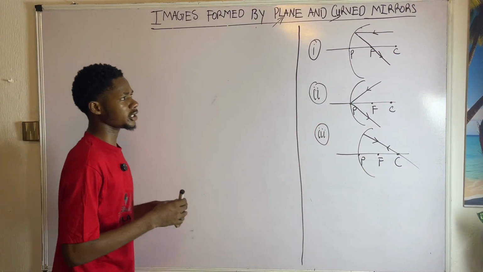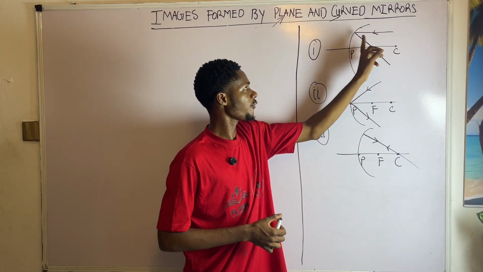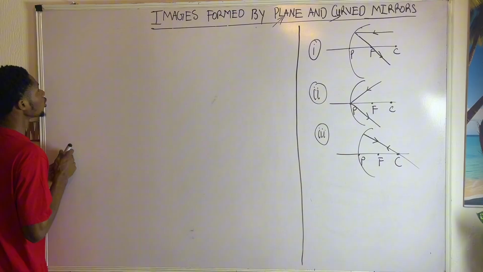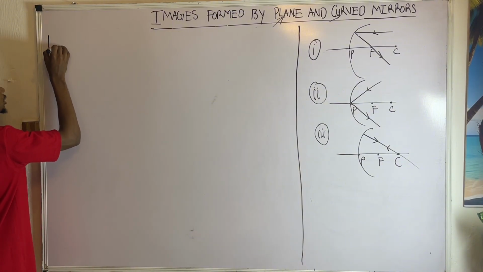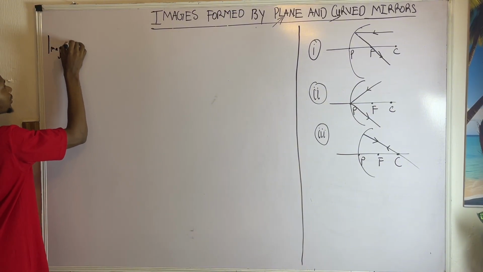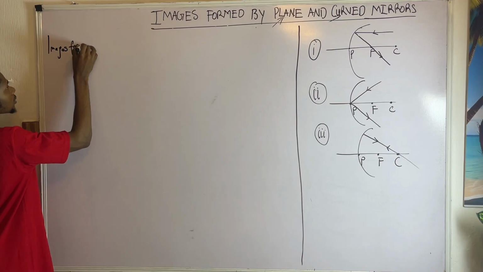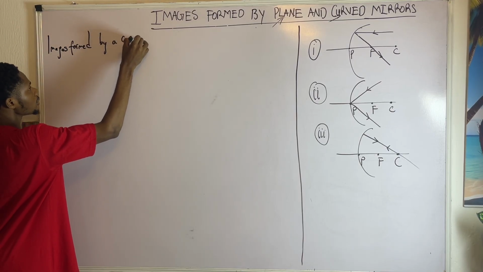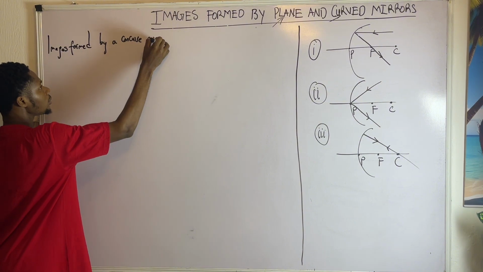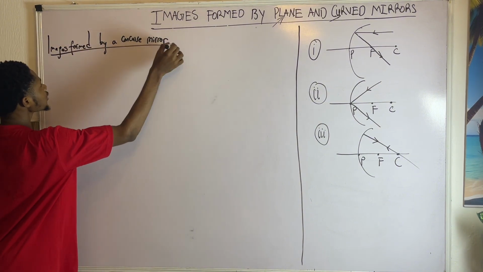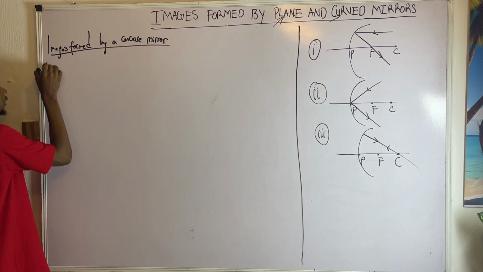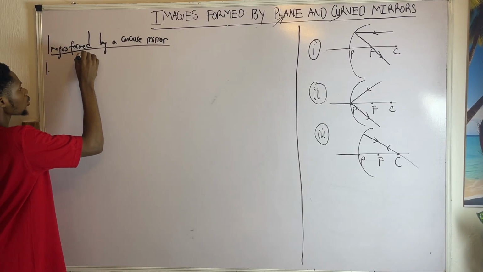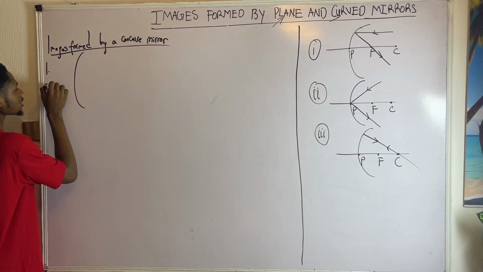That will be about how many images? 1, 2, 3, 4, 5. So there are 5 images we are going to be forming in this particular video. I'm going to come here and write: images formed by a concave mirror. The first image that will be formed, we will place the object beyond C.